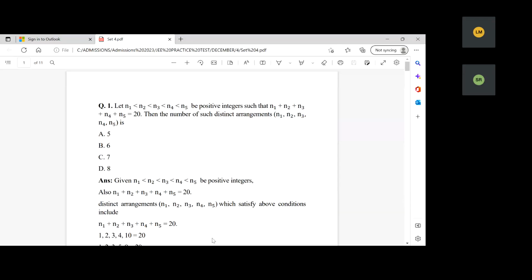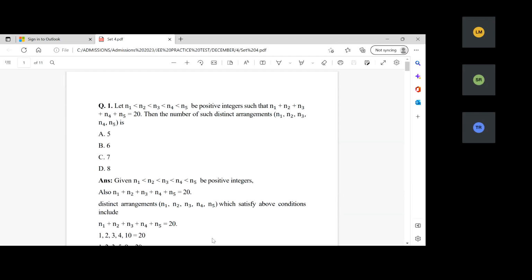Okay. Let N1 up to N5, N1 is less than N2, less than N3, less than N4, less than N5. So these are the positive integers and they have given a criteria or a condition. Their sum is equal to 20. We need to find out the number of distinct arrangements of these numbers. How many such combinations can be there?